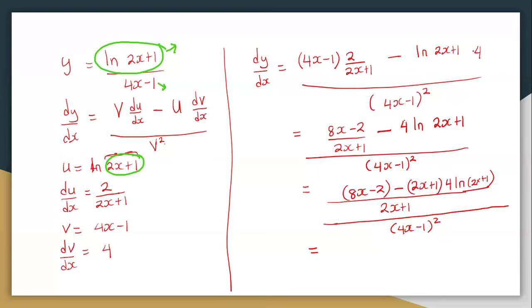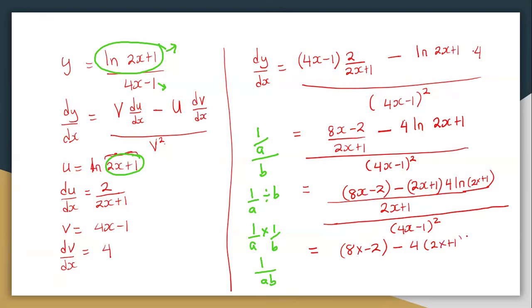Let's take this one. When I have 1 out of A out of B, it's the same as 1 out of A divided by B, which is the same as 1 out of A times 1 out of B, which is 1 out of AB. Give it to us in a simplified form now. So I will have 8x minus 2 minus 2x plus 1.